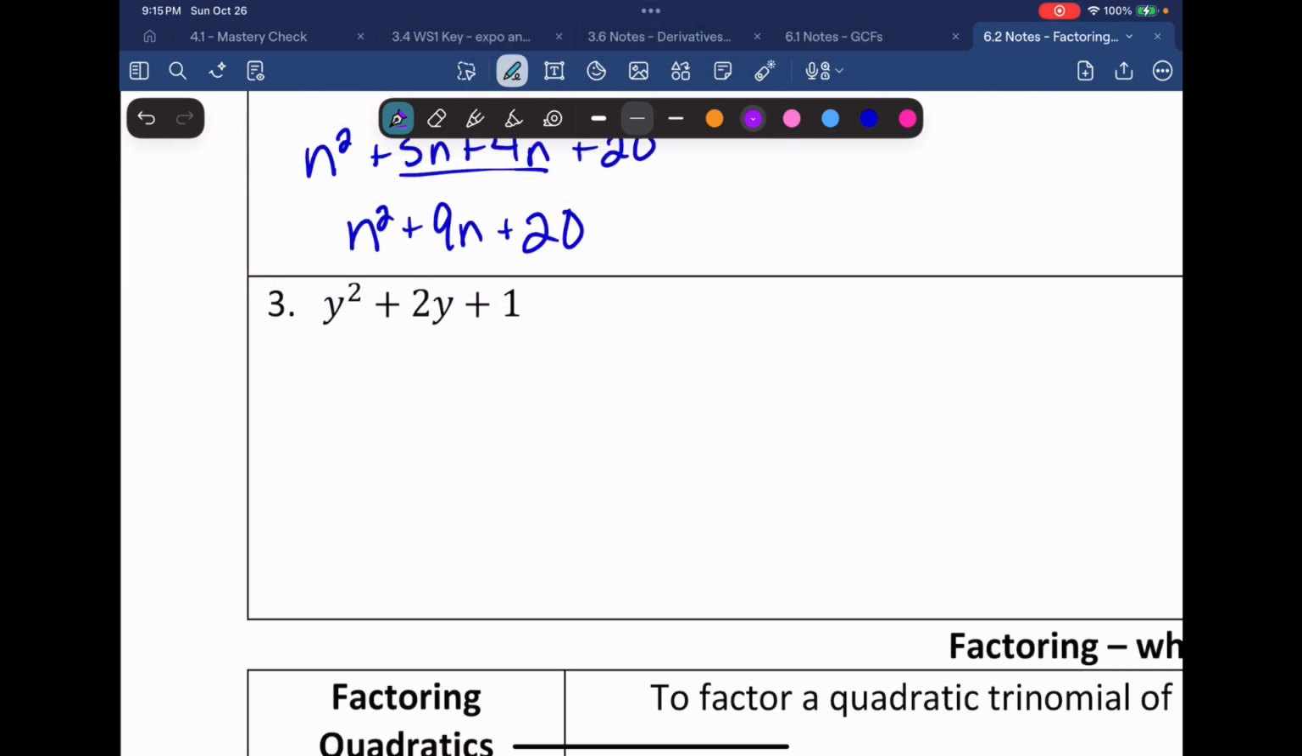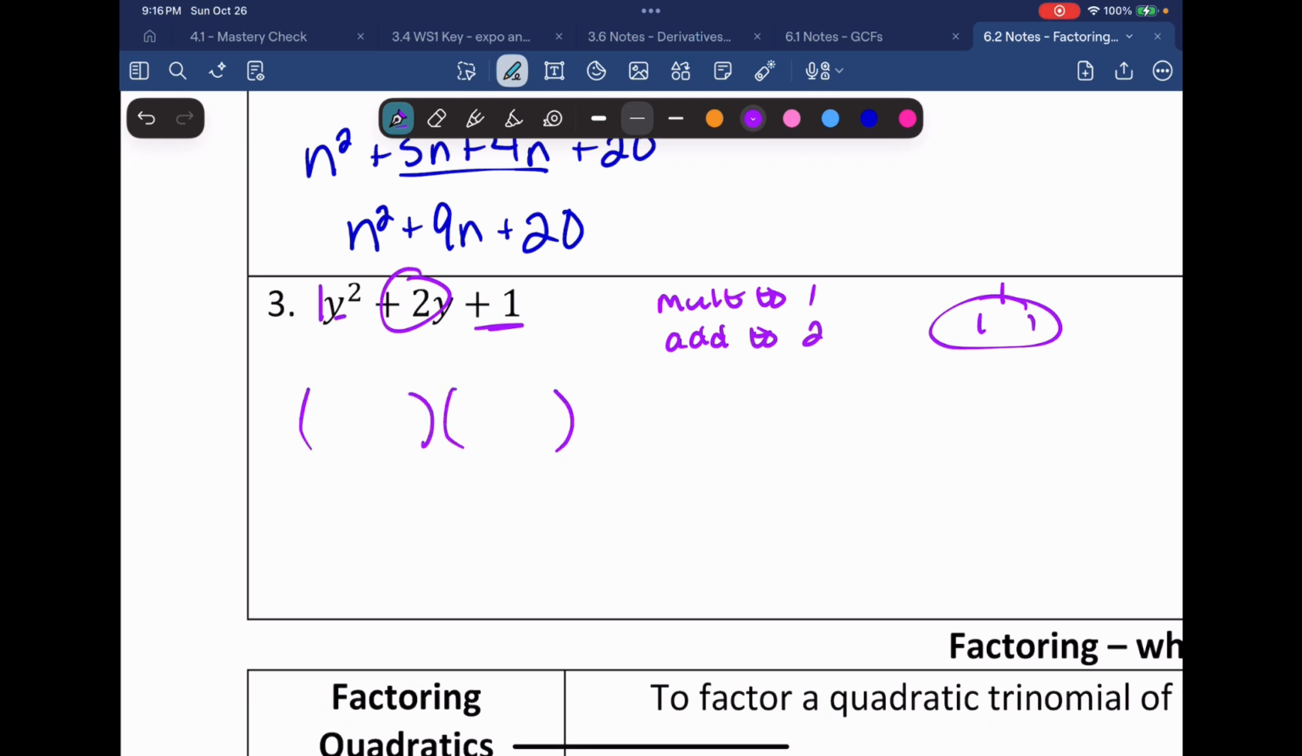Okay. Double check and make sure your leading coefficient is a positive 1. It is. Awesome. So multiplies to the C, and that's 1. So that's one factor pair. It's 1 and 1. Has to add to be the B. That's 2. Well, does 1 plus 1 add to be 2? Yes. So what gets me y squared? Y times y. What goes next? Positive 1, positive 1.